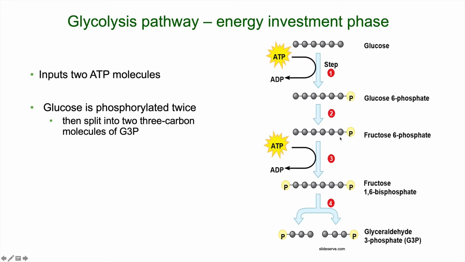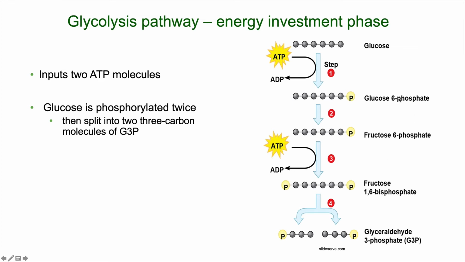is a subtle change. And then we're going to take another ATP, donate another phosphate, and form this 6-carbon molecule with a phosphate at each end. And then we're going to split that in half. Enzymes are going to make the 2 halves exactly the same, a molecule called G3P, or glyceraldehyde 3-phosphate.